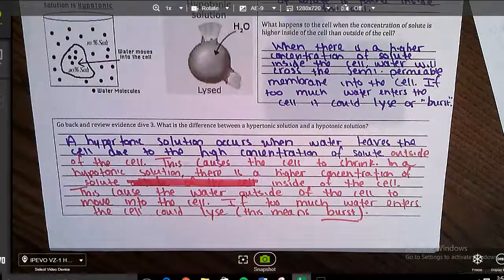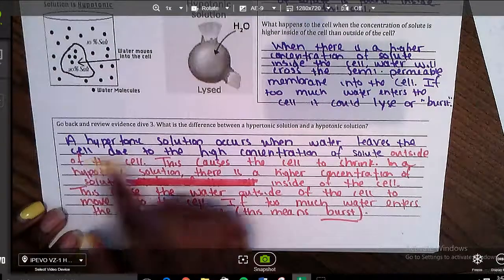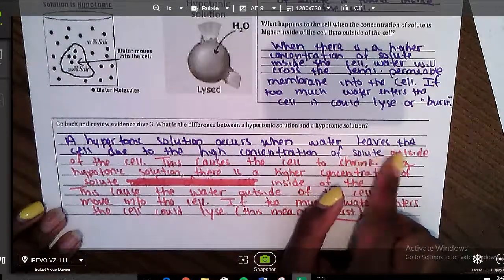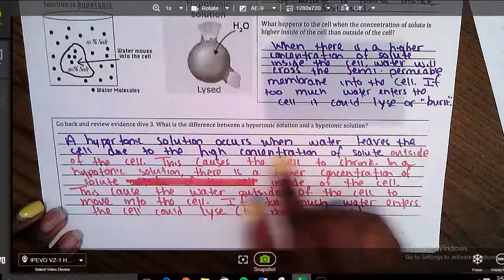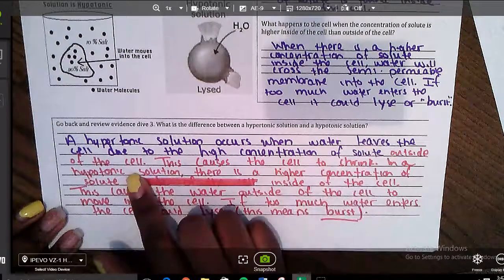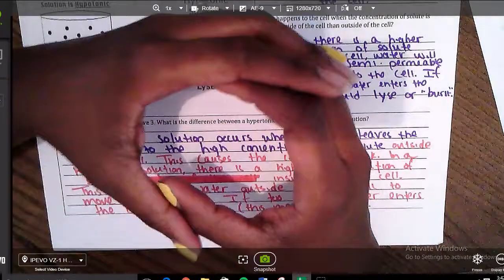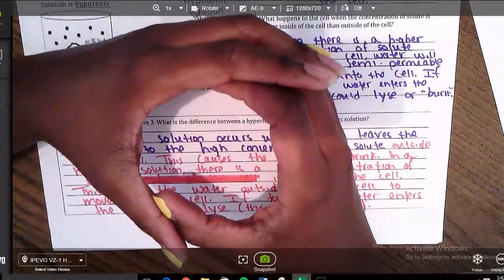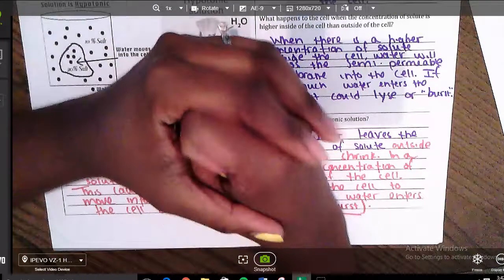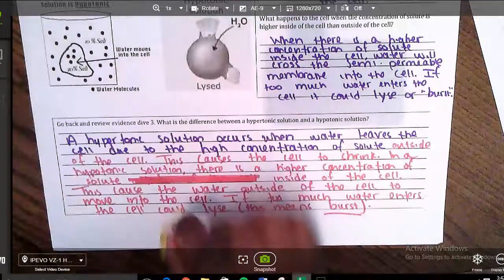It says, go back and review evidence dive 3. What is the difference between a hypertonic solution and a hypotonic solution? So let's go over this. A hypertonic solution occurs when water leaves the cell. A high concentration of solute outside of the cell causes the cell to shrink. So again, I have a cell, the concentration of solute is higher outside, so the water inside of the cell leaves, and then that cell shrinks.